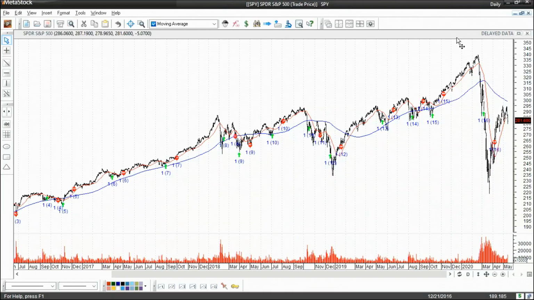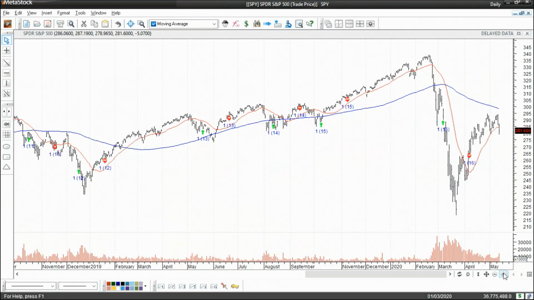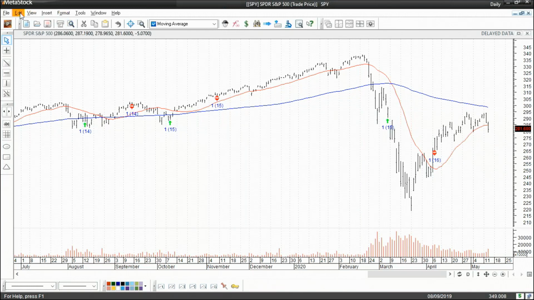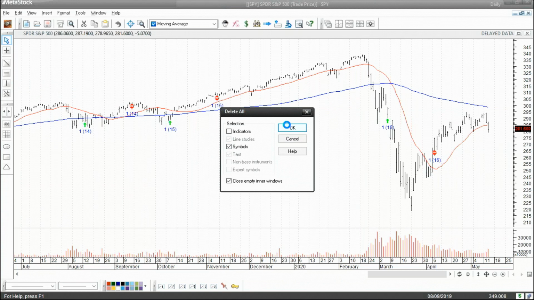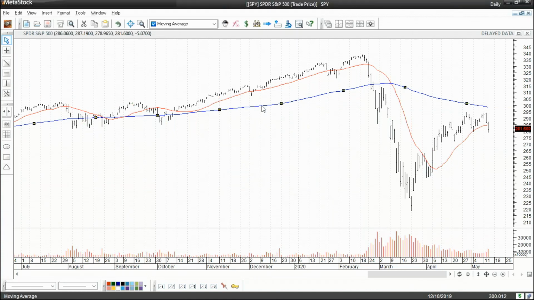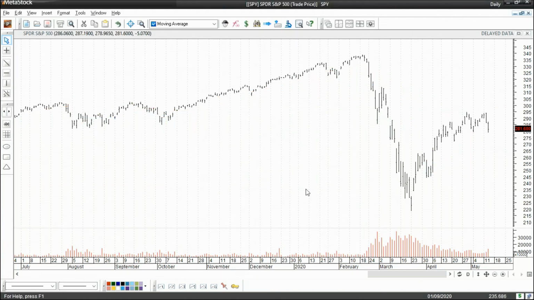Where are we? There we are. All right. And let me clean this up here a little bit. I'm going to get rid of some of these signals here. Delete all. And I'm going to go ahead and get rid of those. And I'm going to get rid of these moving averages for the time being.